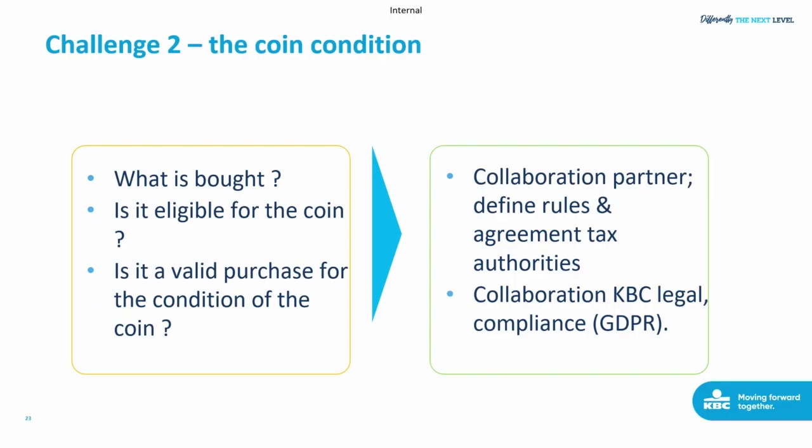So again, we have to work together with the partner, with the tax authorities, because they have to agree, also with legal and compliance, because in terms of GDPR there's a lot of information passing over the line on what is bought. This is business content. Is that the responsibility of our partner, and are they a data processor, or are we a data processor? These are all things that we have to find out, and where we see, okay, we are a joint processor, but we have to define where the data will be stored.